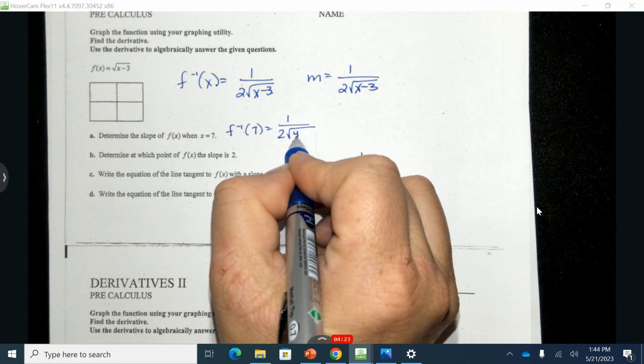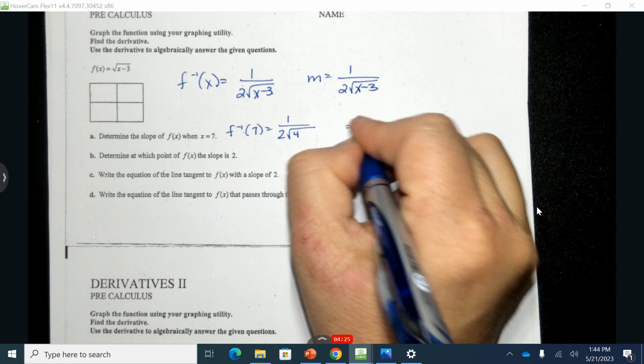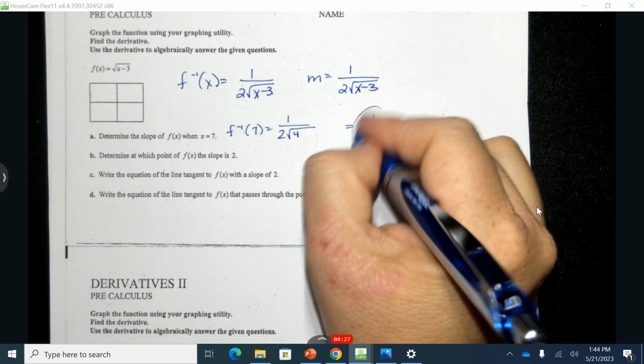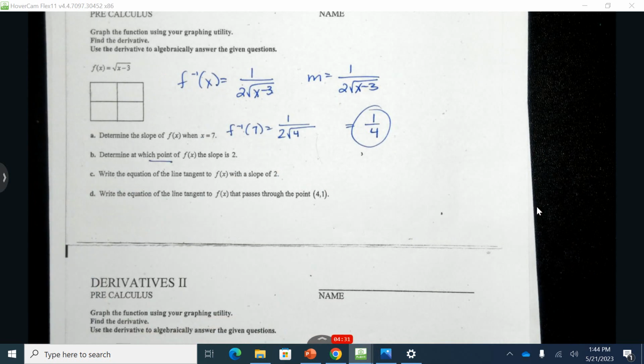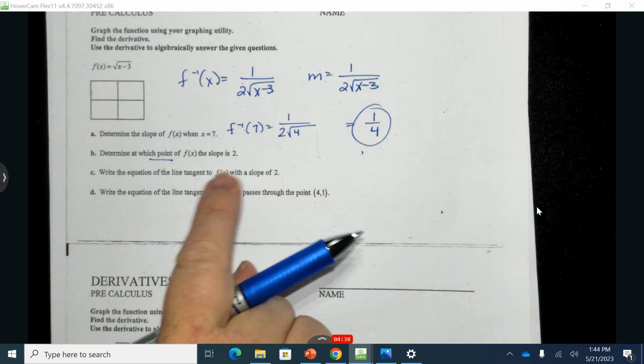And 2 times 2 is 4. 1 over 4. Determine the point. So I want an ordered pair. Determine the point when the slope is 2. Okay, so I'm going to replace m with 2.